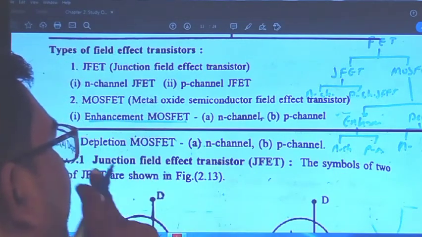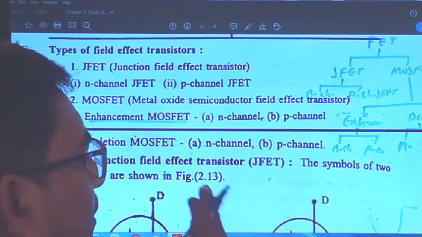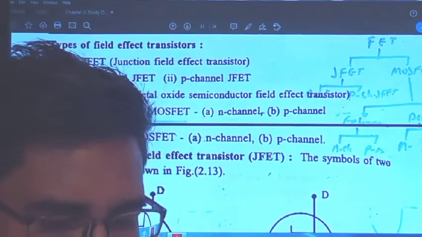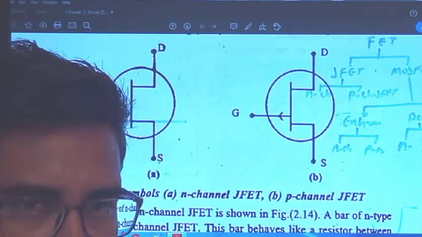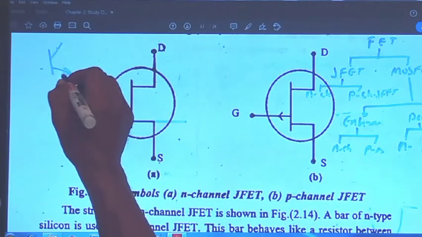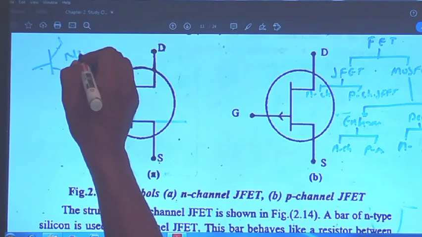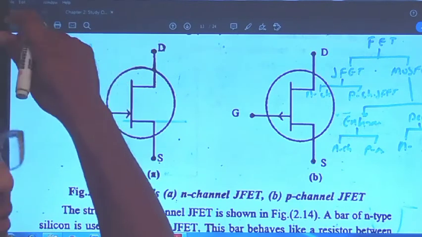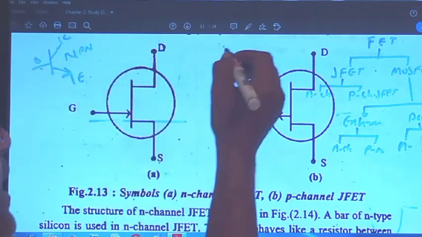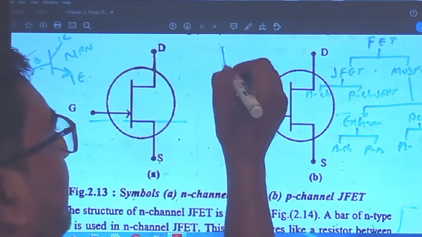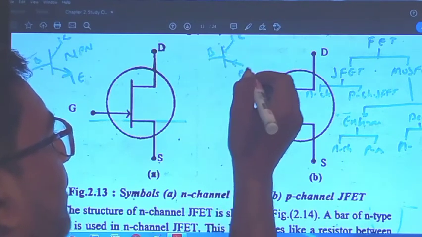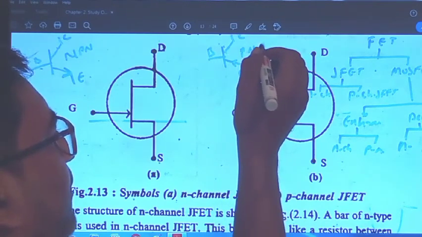Okay, the junction field effect transistor JFET, the symbol representation. Now here one thing you have to keep in mind, the arrow in a transistor. We have considered it is an NPN due to the arrow pointing outward, and in the PNP, the arrow is pointing towards the base, with collector, base and emitter. Okay, that was the PNP.